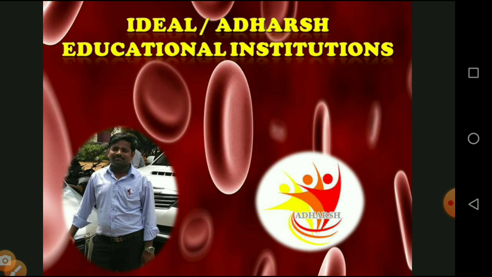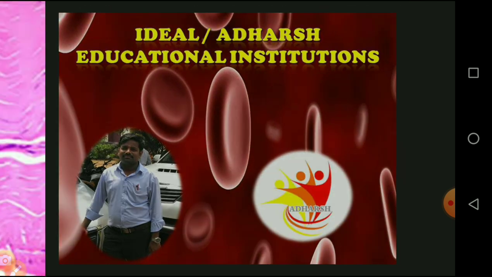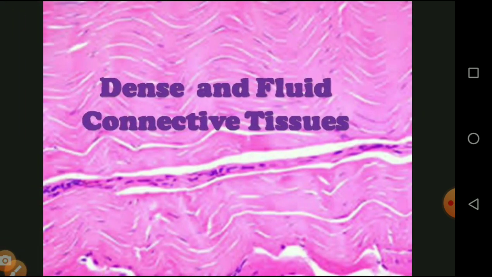I am Sadish Kumar, going to take the class regarding the topic of organization of tissue. This is the 9th standard biological science portion. So today we will see two types of connective tissues. Number one is called dense connective tissue and number two is called fluid connective tissue.